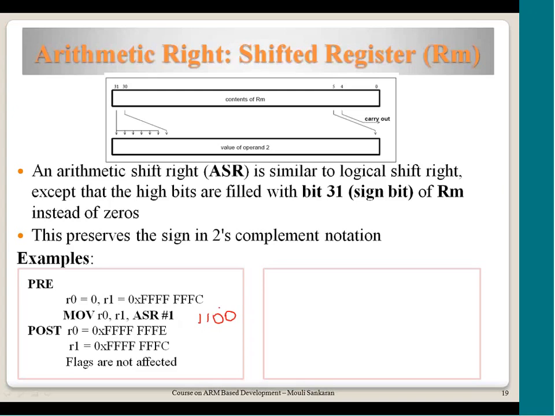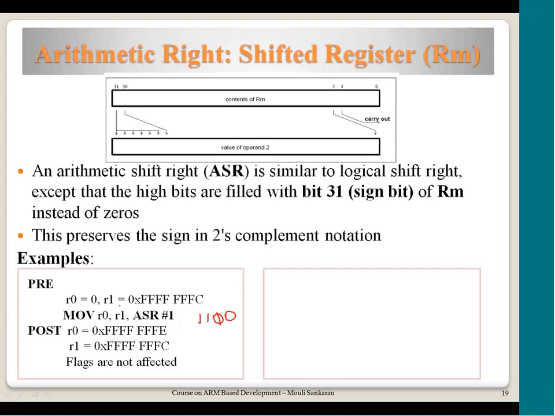Okay, C is 12, that is 8 plus 4 is 12. So 110 is the last nibble. Now when I do arithmetic shift right by 1 bit, this will become 1 and this will be 0. So what is this value? It is E, right? So your R1 shifted value is moved into R0, which happens to be FFFFFFFE.